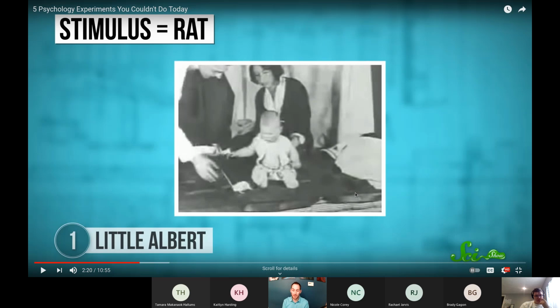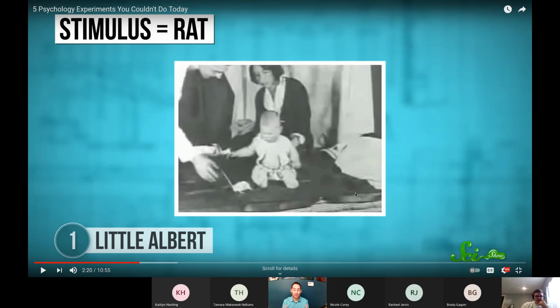And then while the rat was running around, they also presented a bunny, a cat, a couple other stuffed animals as well. When the fluffy white animals were out in front of him, they would bang a metal bar behind little Albert's head, not hitting the child, but making a really loud noise and scaring him. So the child did start to associate the fuzzy white objects with a loud noise. So he was conditioned to be afraid of white creatures.